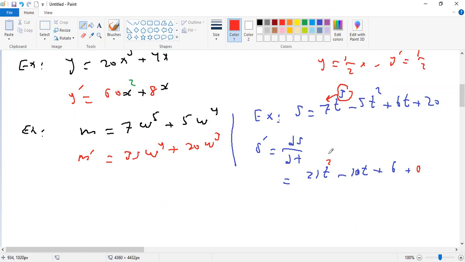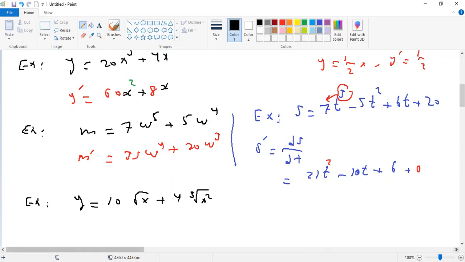So this is the derivative: 21t squared minus 10t plus 6. Another example. Let us say y is equal to 10 square root of x plus 4 times the cubic root of x squared.